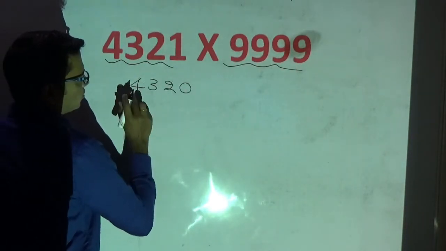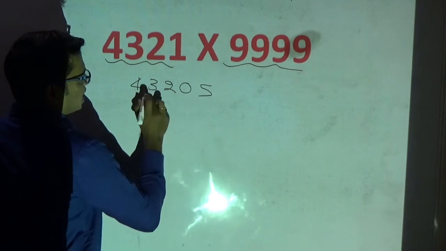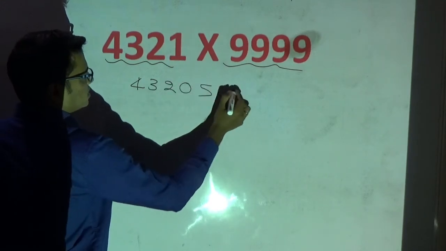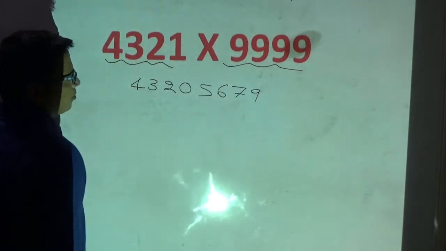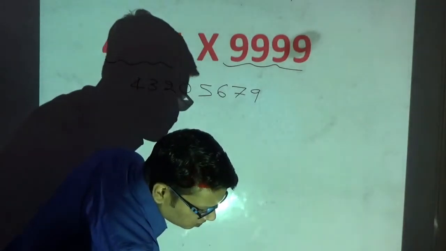Now this digit: 9 minus 4 is 5, 9 minus 3 is 6, 9 minus 2 is 7, 9 minus 0 is 9. Okay, hope you have understood. Let me take a few more examples.